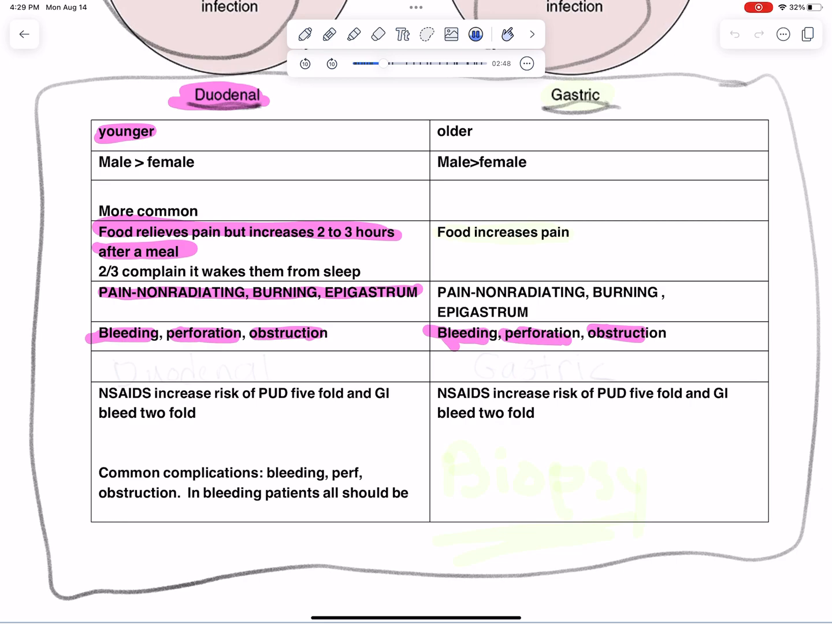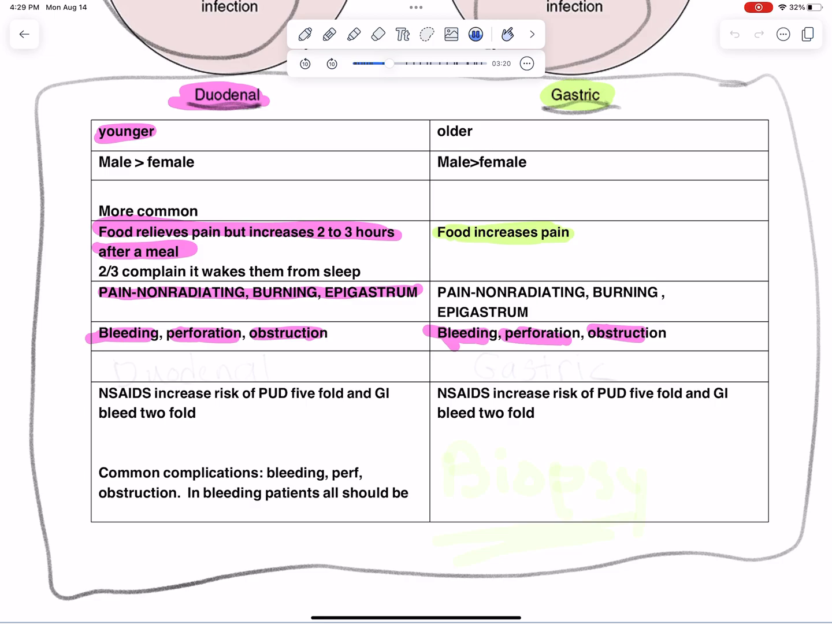Let's talk about gastric. What happens with gastric ulcerations is that the pain of a gastric ulcer more commonly occurs with eating and is less likely to awaken a patient at night. Other signs and symptoms include nausea, bloating, weight loss, and can have positive occult blood in their stool along with anemia. So food increases their pain.